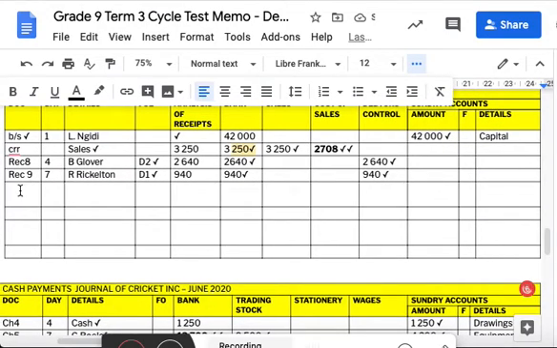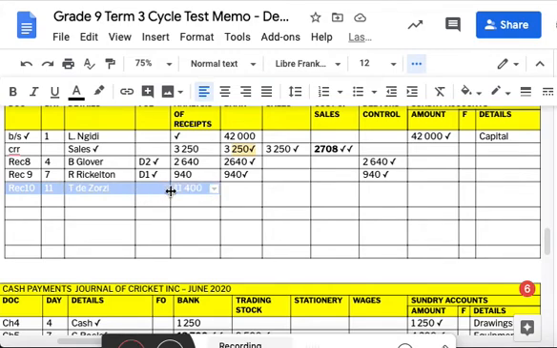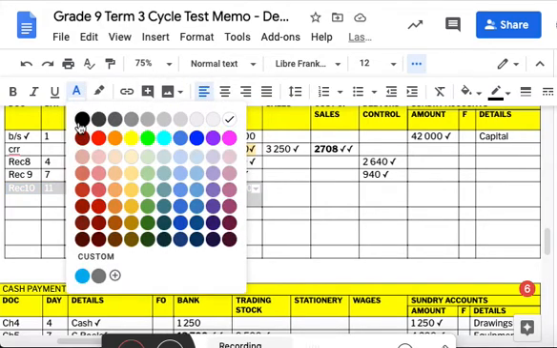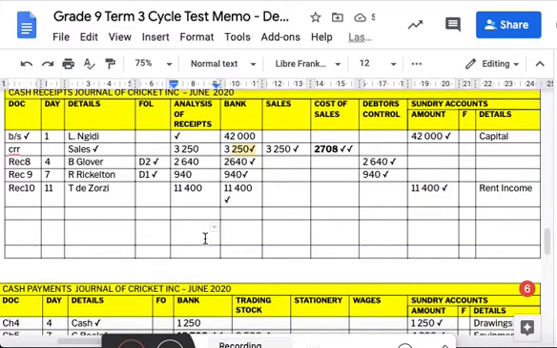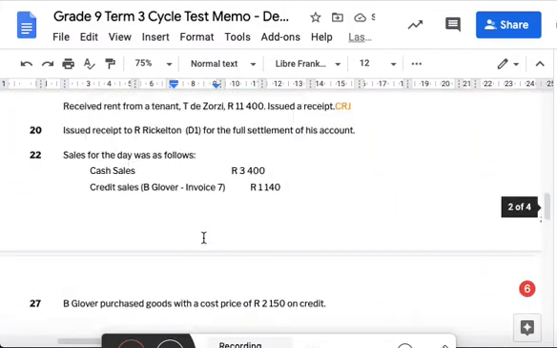Now in the CRJ, we are receiving rent from a tenant, Dezorzi. We issued him a receipt. It should be number 10 on the 11th. He's not a debtor to us, so we can leave folio blank. The analysis should be 11,400. Bank should be 11,400. Is there a column for rent income? So we pull it across to sundry. We should have 11,400 Rand there, as well as the detail rent income. Everyone happy with that? Okay.